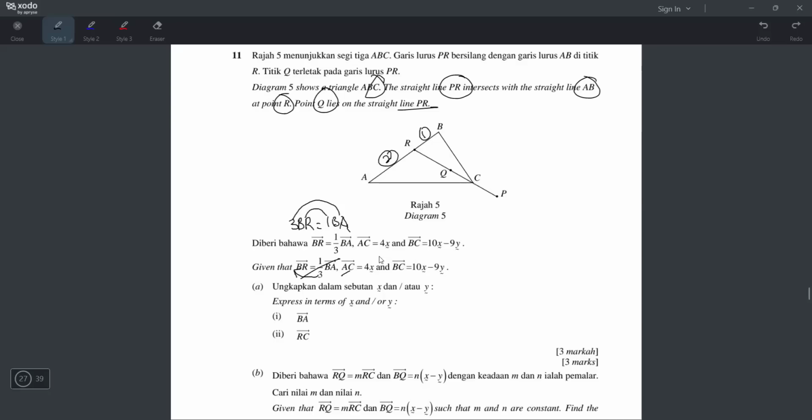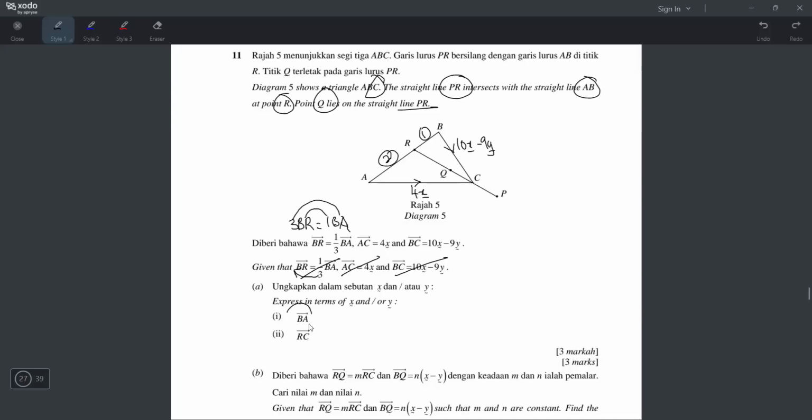Next one, AC vector is 4x. So A to C is this arrow, 4x. Next one, BC is 10x minus 9y. So BC is here; the arrow goes from B to C. Can I find AB? Yes, I just go 4x, AC, and then plus CB. But the CB you have to change the sign, because the direction is the opposite direction.